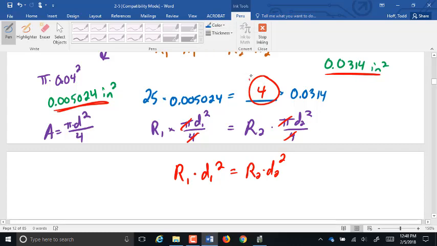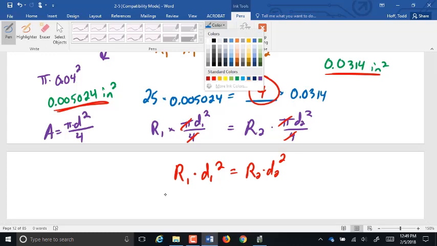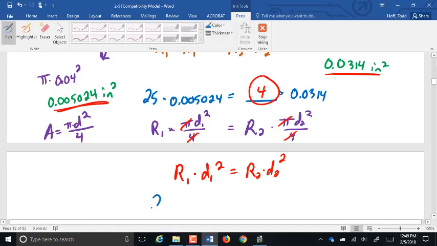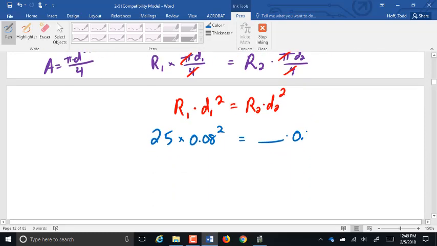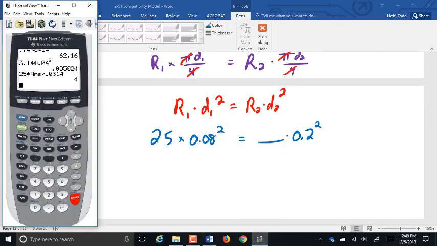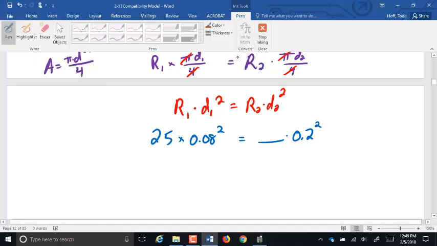So rather than finding that area, we could have used just the diameter squared. We could have done this as 25 times 0.08 squared equals blank times 0.2 squared. So all we'd have to do is 25 times 0.08 squared divided by 0.2 squared, and we would get the 4 ohms resistance. A lot simpler. When I have inverse relationships, this is the way I like to set it up.